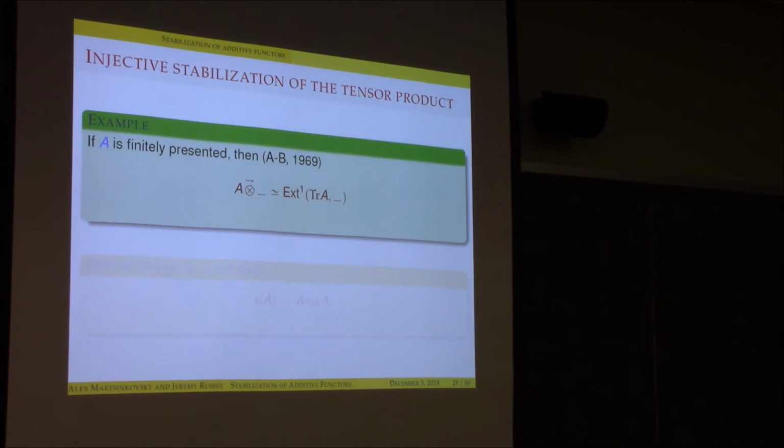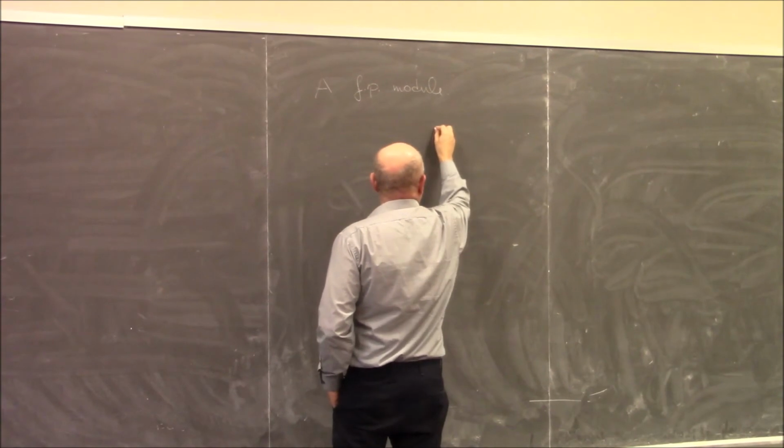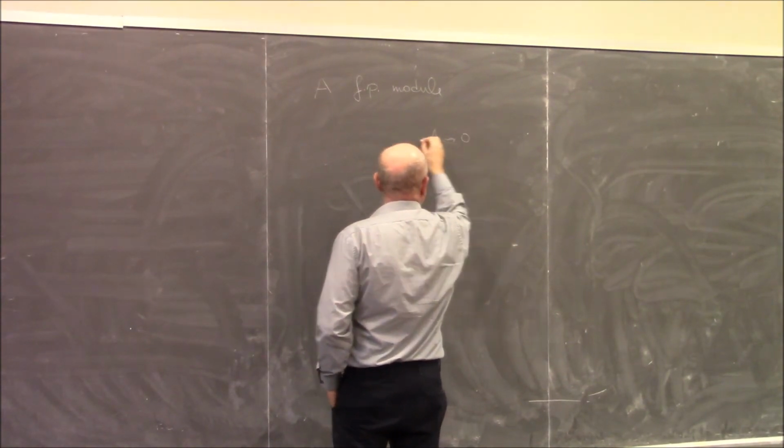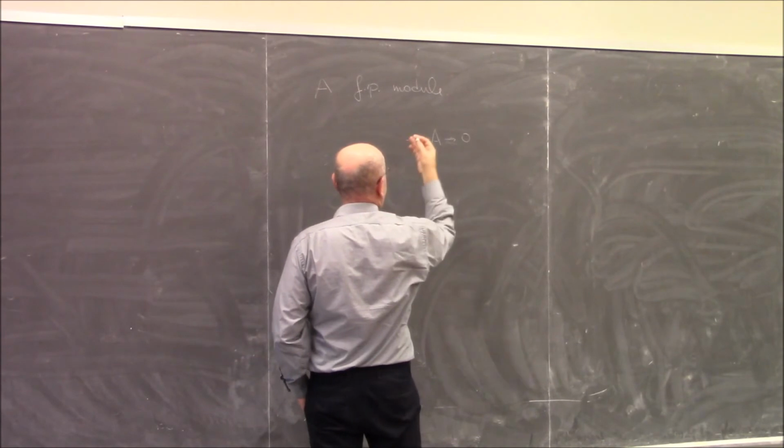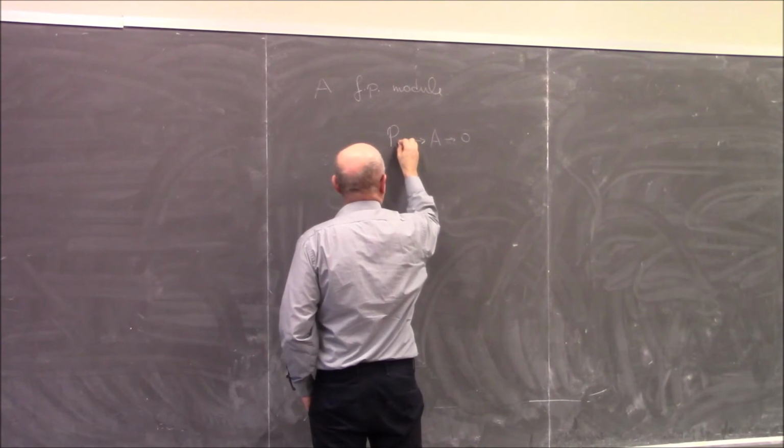Well, for finitely presented modules, Auslander and Bridger computed that value. The Tr here stands for the transpose. So here A is a finitely presented module. So what does that mean? When we take the projective resolution, the first two terms can be taken to be finitely generated. Assume that P0 and P1.